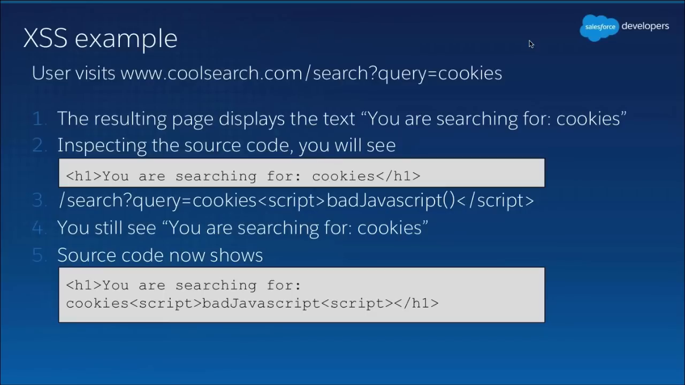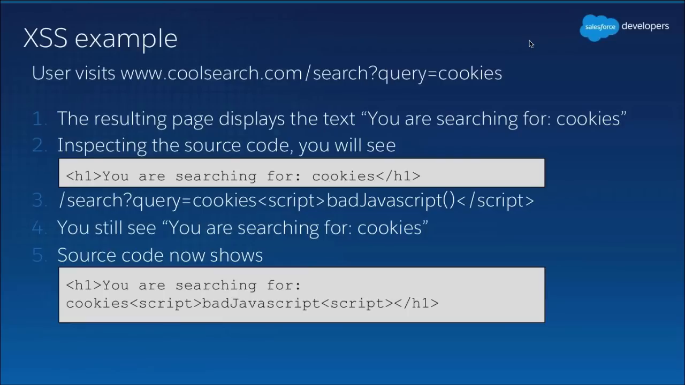So let's say we have a search engine called www.coolsearch.com. The search page is /search, and you put your search query in the query parameter. When you search for, let's say, cookies, you'll see the resulting page that shows all the cookie results, and also a text that says you are searching for cookies. This is just good UI design, so when users are searching, they know what they're searching for. It's bolded on top of the page.